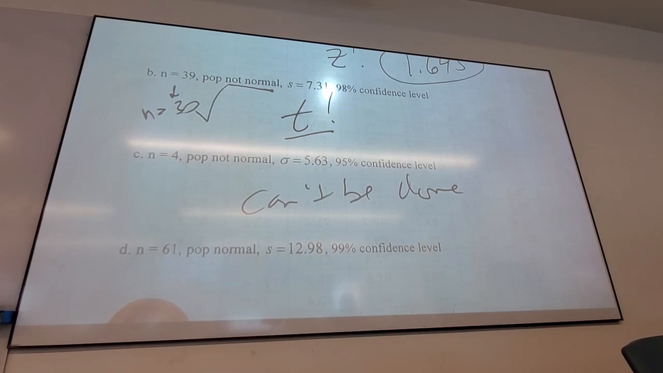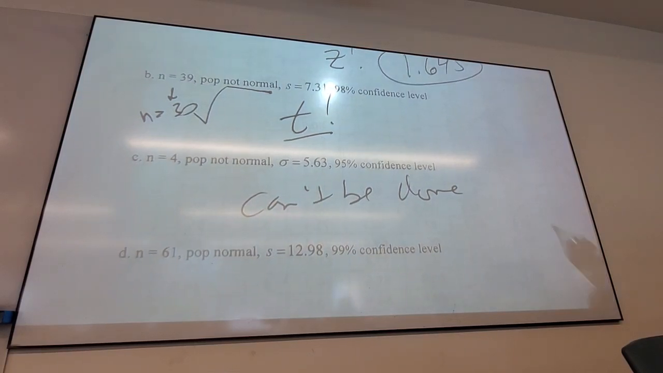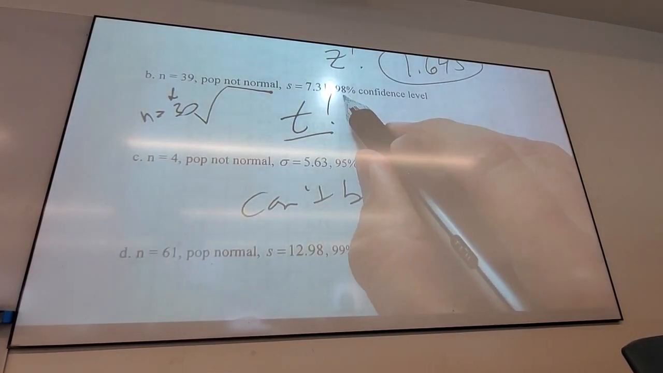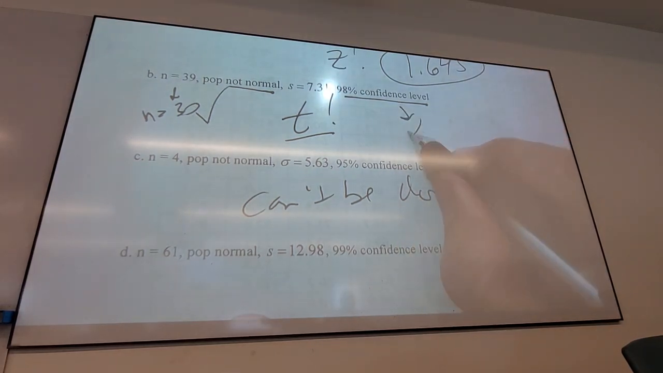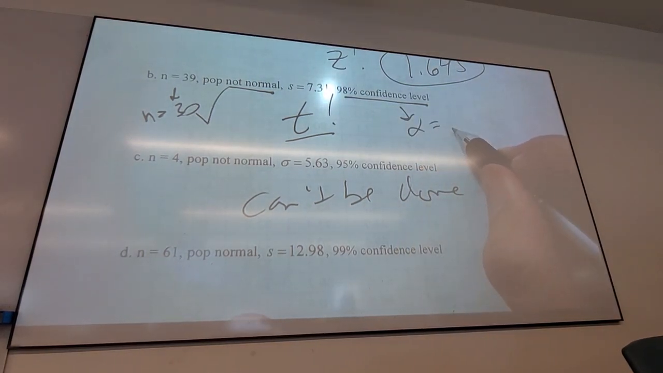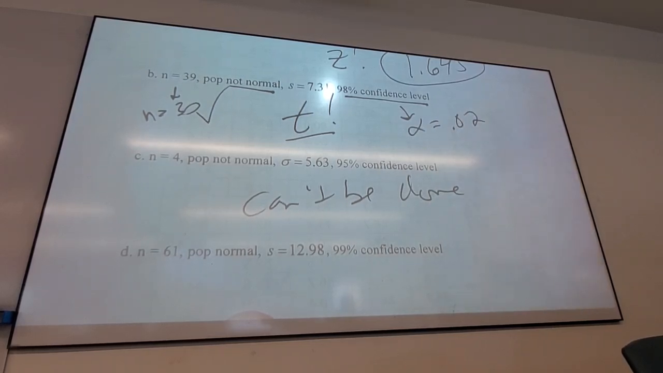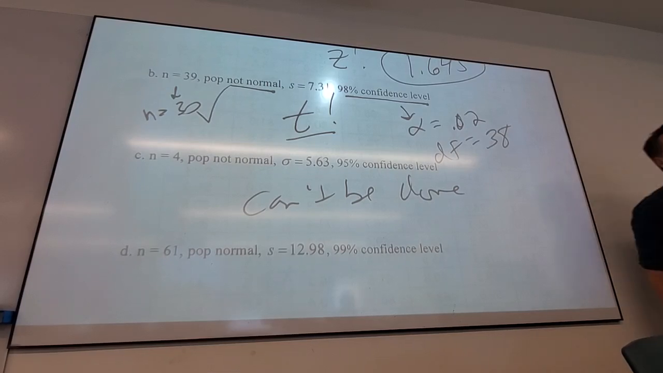What do I have to know to be able to get the t-score? Two things, yes? What's my alpha? 0.02. So that's the area of two tails. And what is my degrees of freedom? 38. Good. So that's all I need to know to figure out what that t-score is, yeah?